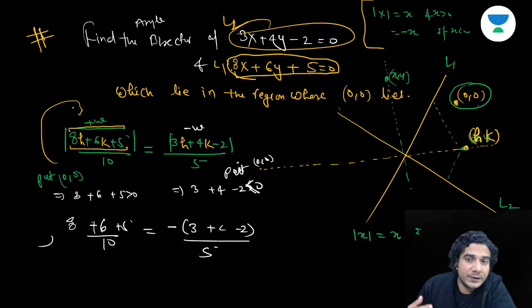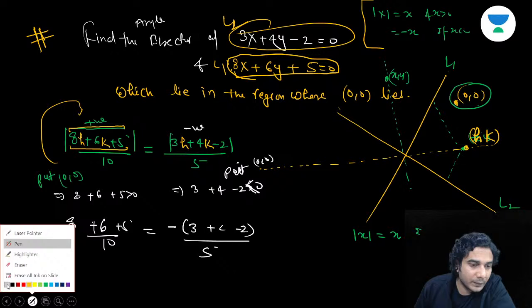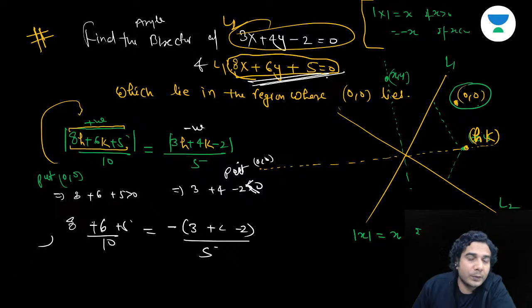If I put 0, 0 in the L1 line, I am getting positive sign. That means if I put h comma k in the L1 line, I'll get positive sign again. And if I put h comma k in the L1 line, it is nothing but 8h plus 6k plus 5, and that's what is written inside the mod. So now I have removed that mod with positive sign, after checking. So it is 8h plus 6k plus 5.